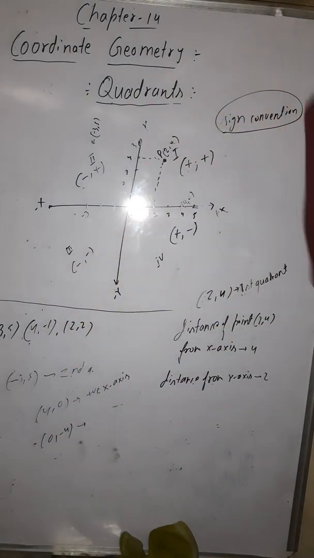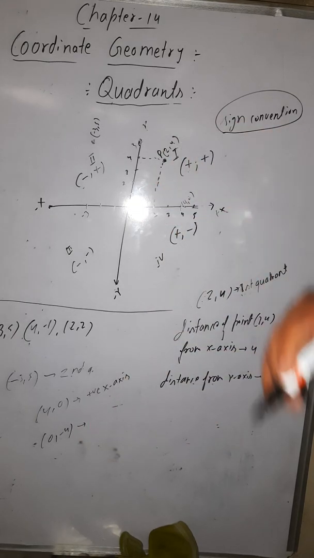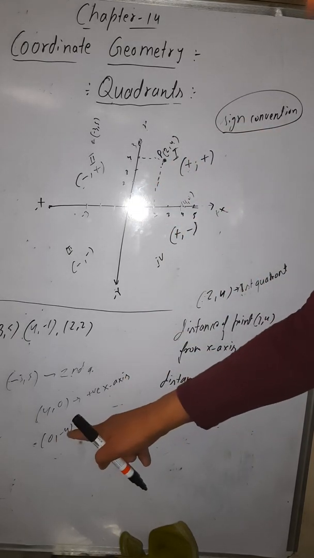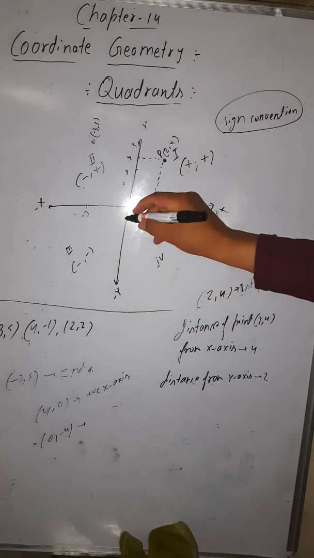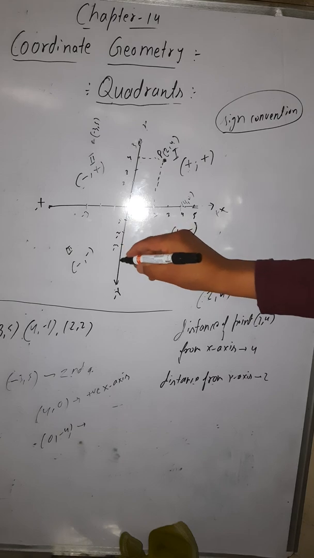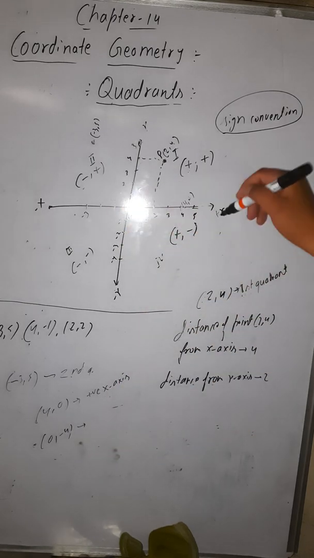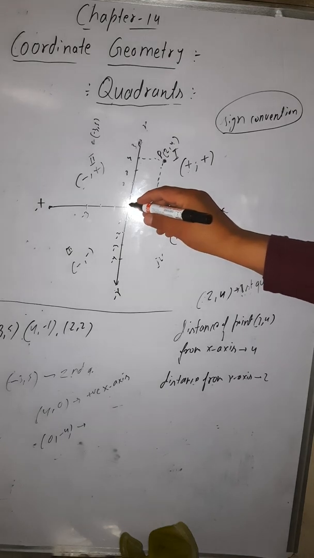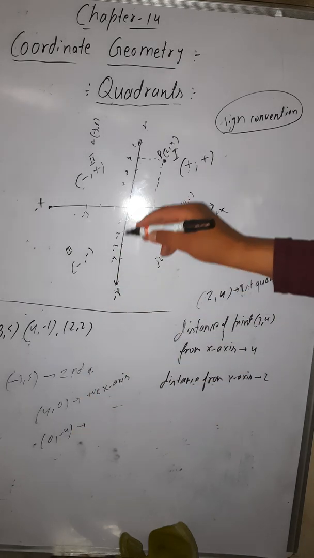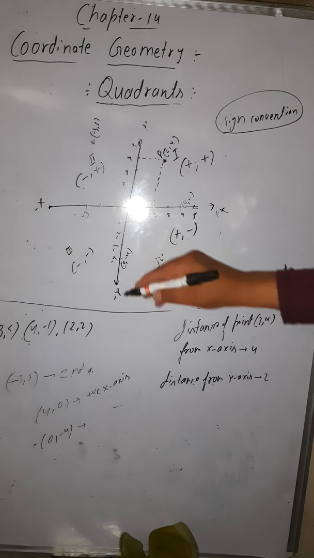Just locate this point first. In x you have to move 0, means you will remain here, but in y you have to move -4, downside. Let's say it is -1, -2, -3, -4. So in x you have to move nothing, only in the y-axis you have to move, that is -4 downside. So this is the point (0, -4).